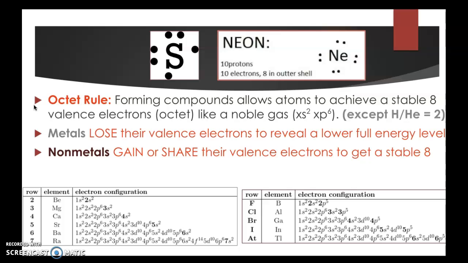This is the reason why atoms will either gain or lose or share electrons. This is why they react. So in these next two chapters, we're talking about the different bonds that atoms will form. This is really the reason why, because they're trying to gain the octet rule and be stable like the noble gases. Metals will lose their valence electrons to reveal a lower full energy level, and nonmetals will gain or share their valence electrons to get to a stable octet, or 8 valence electrons, and be like the noble gases.